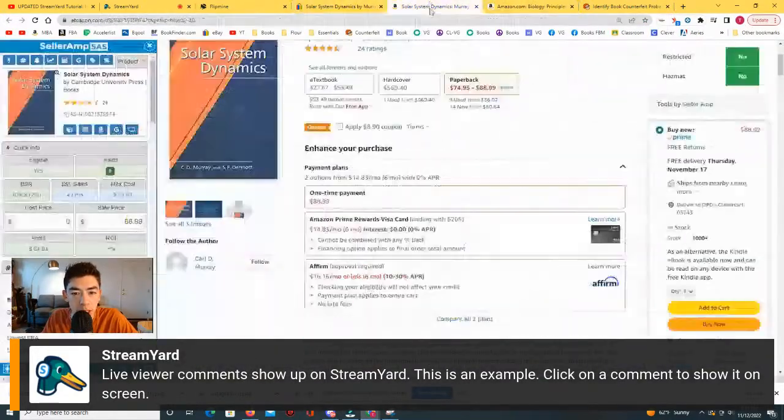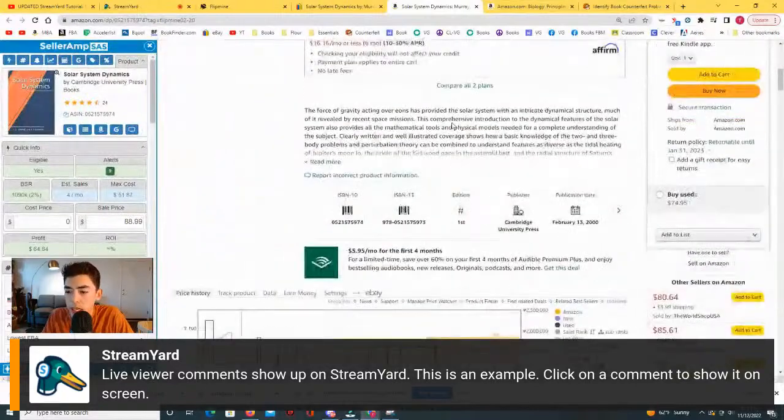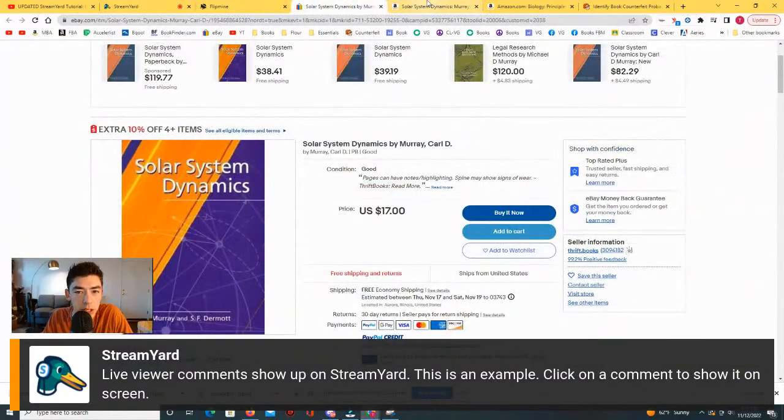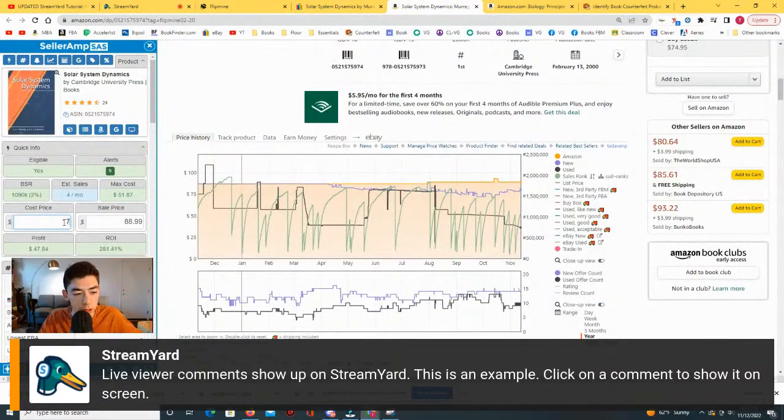This is not the book I'm looking at, this one. So I would say that for me, this checks out. What do I think I could sell this for? Well, I could buy it for $17. And again, I'm not going to buy this, but one of you should probably buy this book. $17. Like, what do we think we could sell this book for?